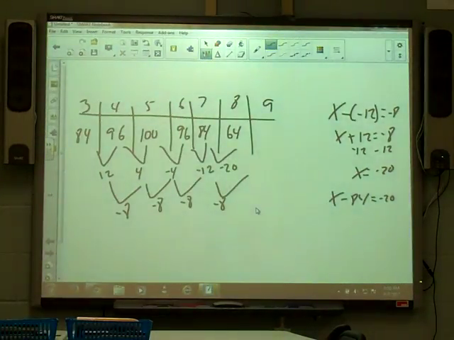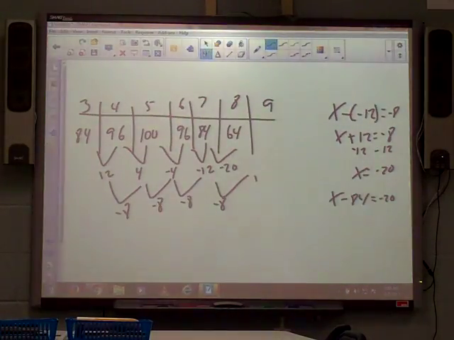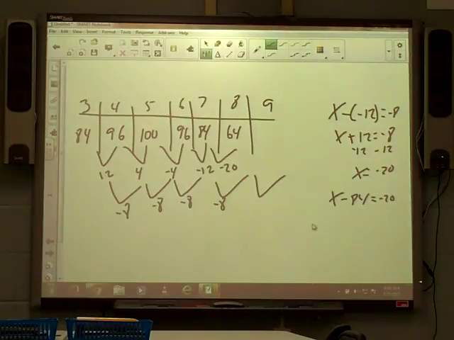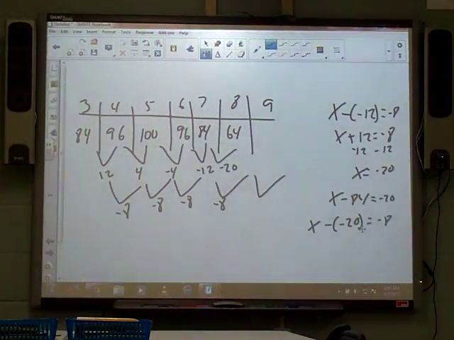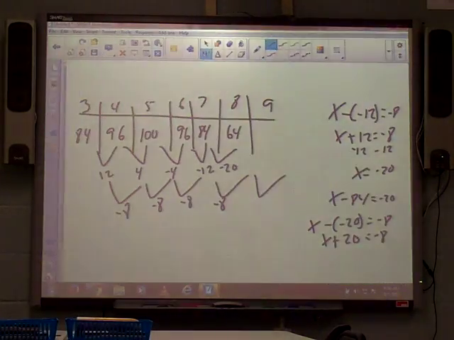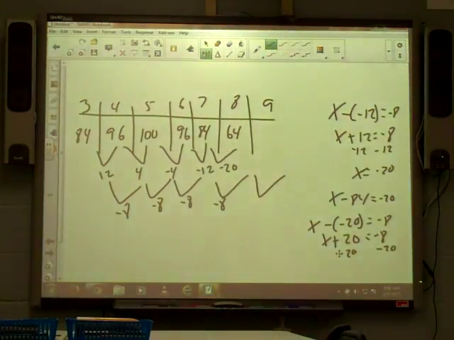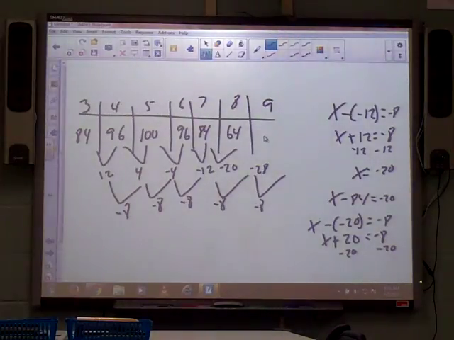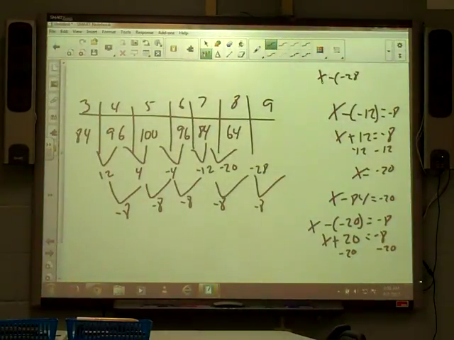But that's not what the question asked. The question asked for 9. So we got to go again. Okay, so now I need down here what minus negative 20 equals negative 8. So x plus 20 equals negative 8. Subtract 20. Negative 28, right? So now I got to take that up this level. What minus negative 28?